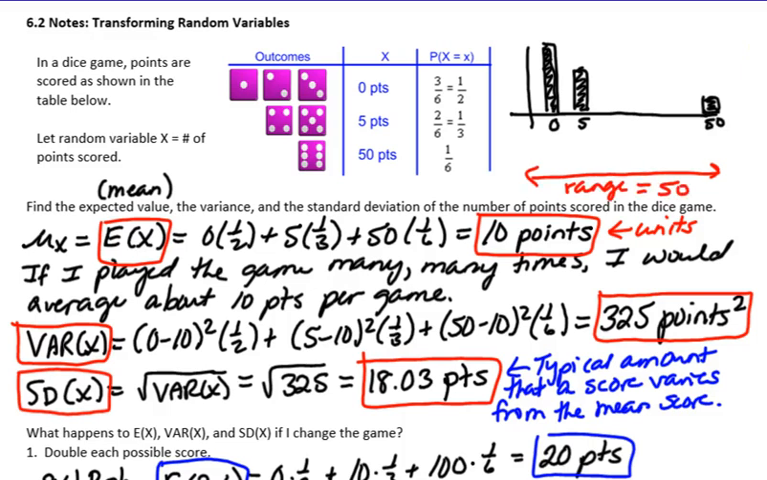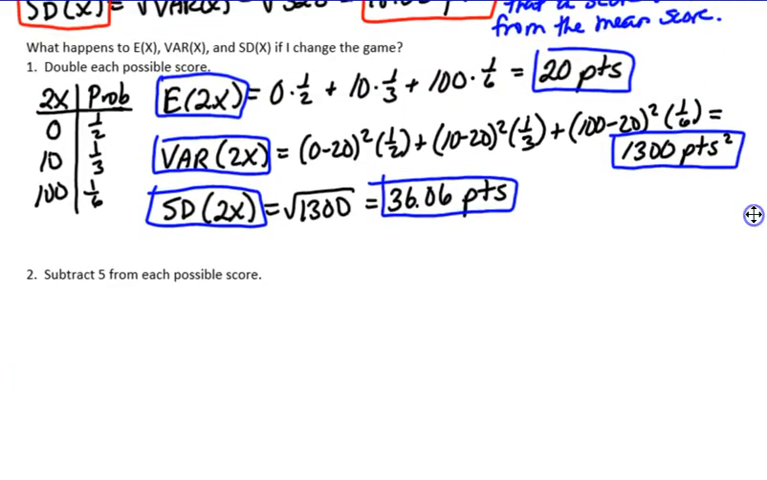If I change these values to 0, 10, and 100, then the range would be 100. So if the range is double, we'd expect that standard deviation to be double. So we have expected value, I'll just say mu, and sigma for standard deviation, are both doubled.